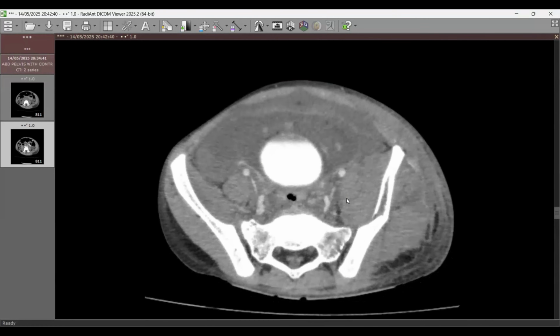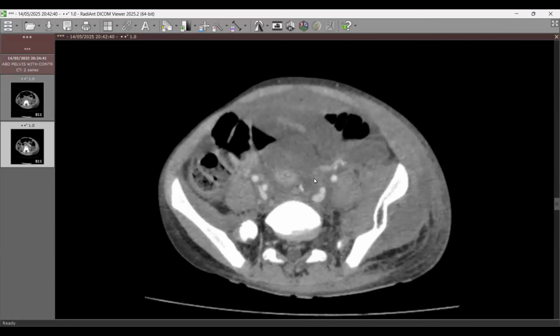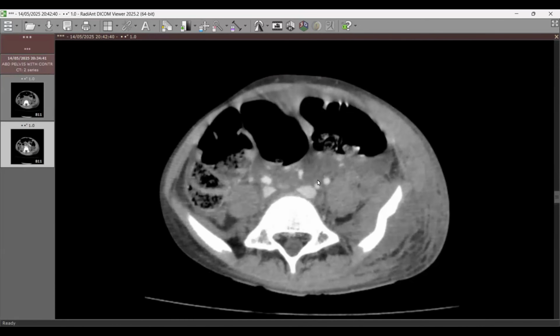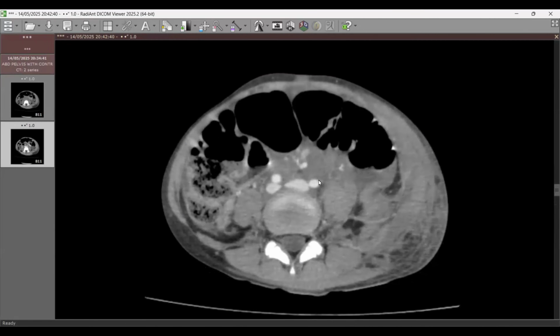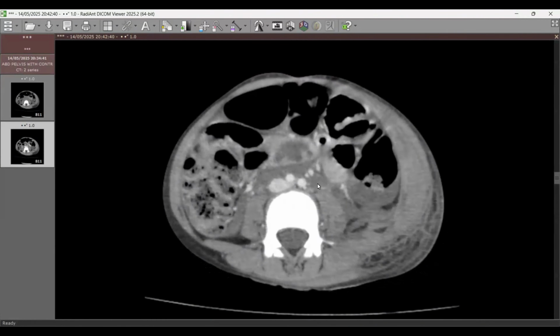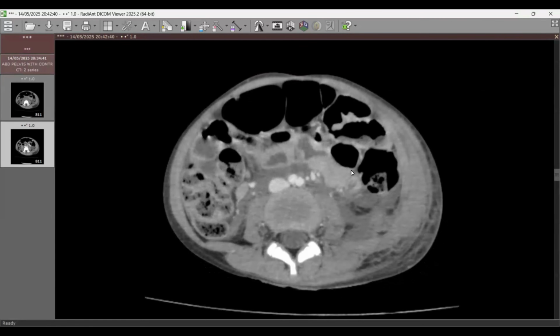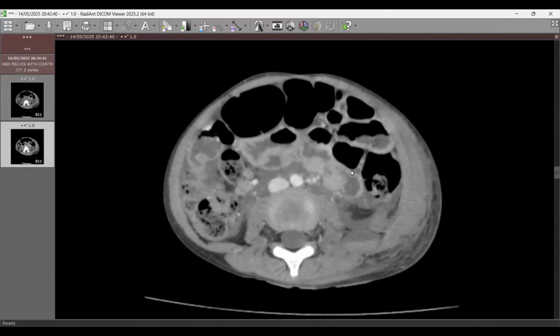I'm also going up to again check further viscera. So I'm just going to check the kidneys, and I can also see that there are prominent gut loops. So I will further evaluate on coronal images.